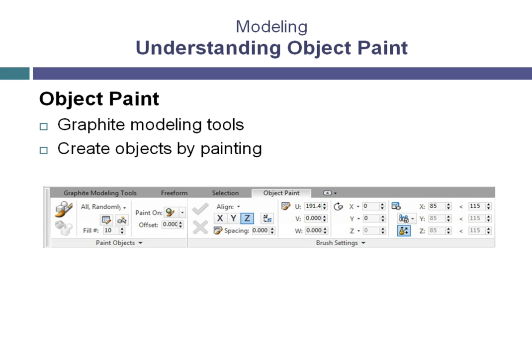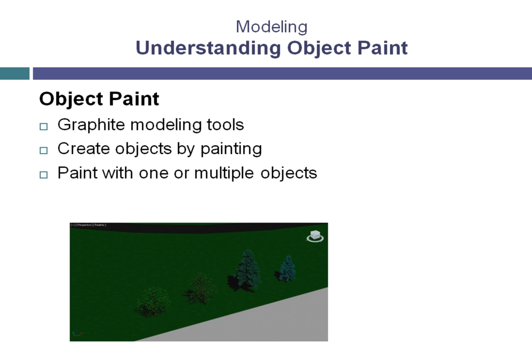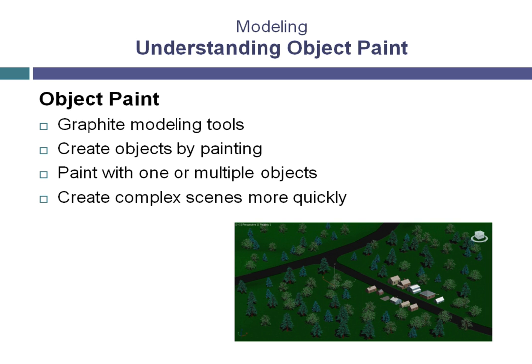Object Paint provides a way of painting using one object, or you can use multiple objects. When choosing multiple objects, you can either paint them in the order that you choose, or you can paint them in a random order. This allows you to create very complex scenes with a minimum of effort.